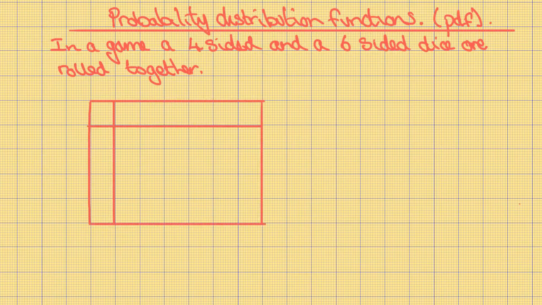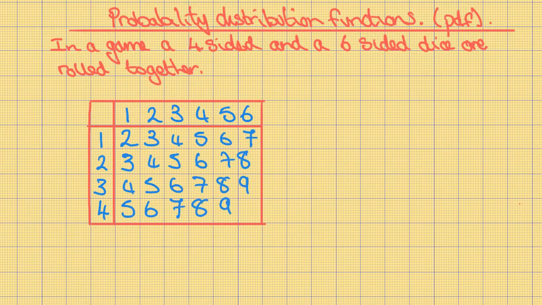The scores on the 6-sided dice could be 1, 2, 3, 4, 5 or 6. The scores on the 4-sided dice could be 1, 2, 3, 4. When added together, the totals range from 2 to 10.